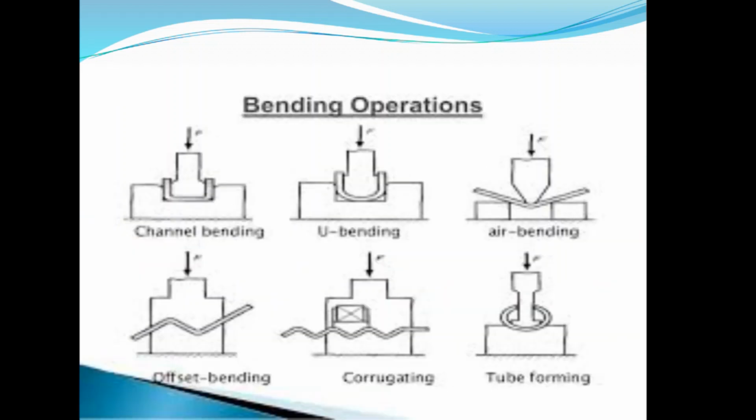Then bending operations. Here we apply an axial force to the sheet metal, and then the sheet will be molded. They have certain bending shapes or dies, like channel bending, U bending, air bending, and V bending also.